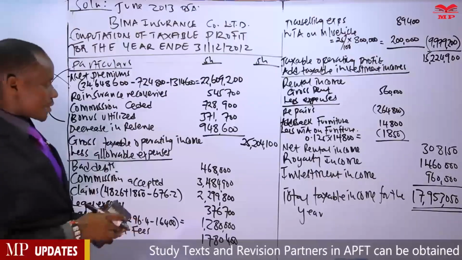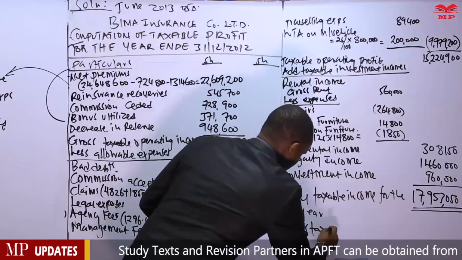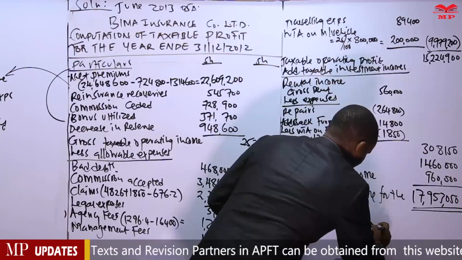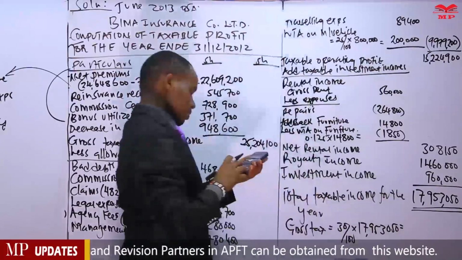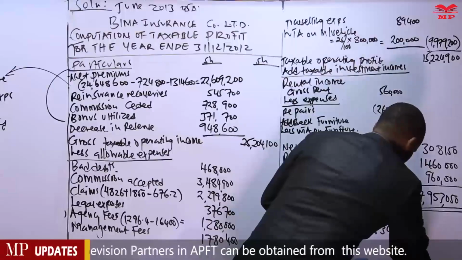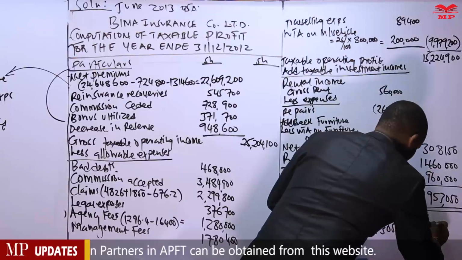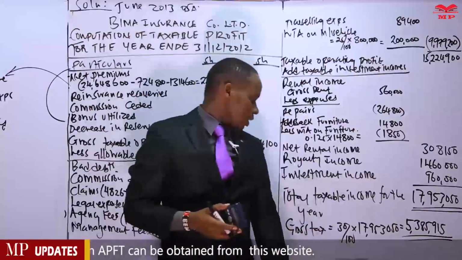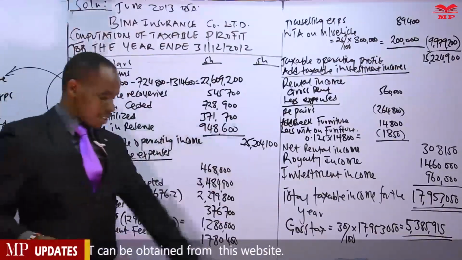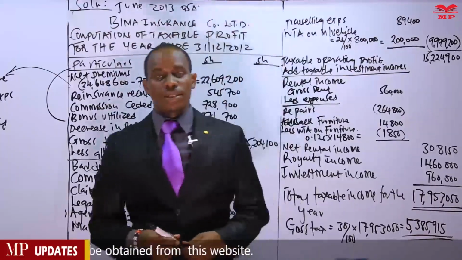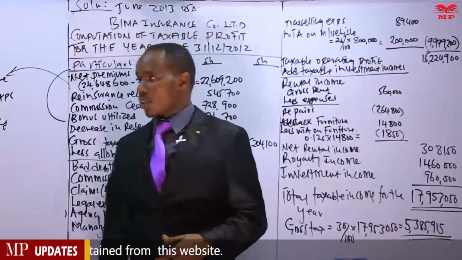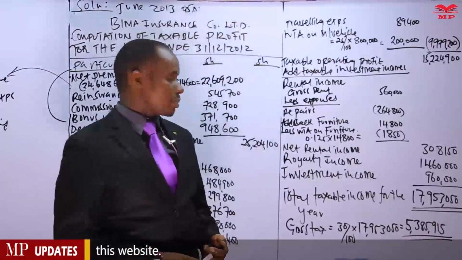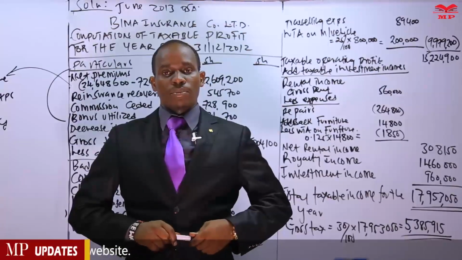If somebody now wants to get the tax liability, you get 30% times 17,953,050. So you get 5,385,915. So that is the tax liability, on the taxable income for the year. So learners, that comes to the end of our session, and it is my hope that you have understood how we deal with insurance companies, what is taxable, and what is not taxable. So thank you very much, and welcome to the next lesson.